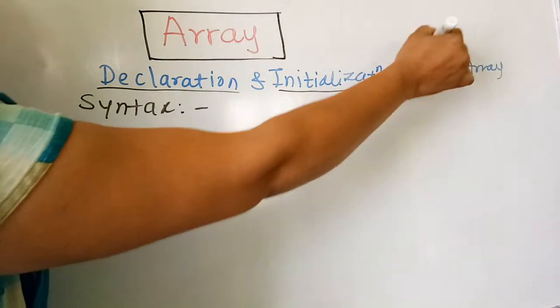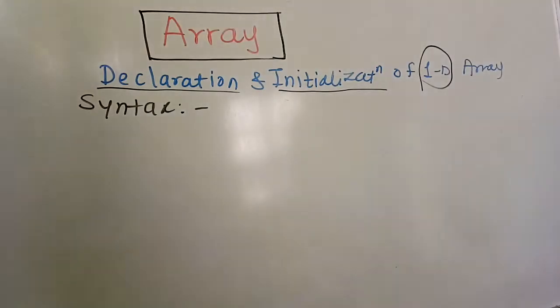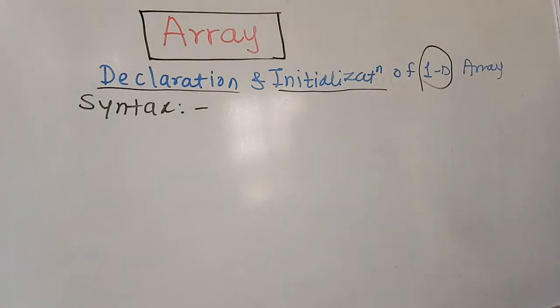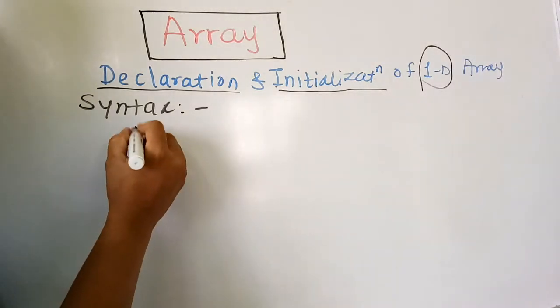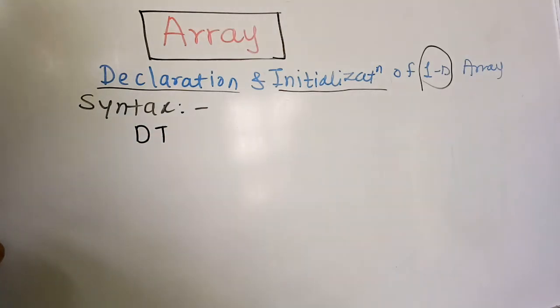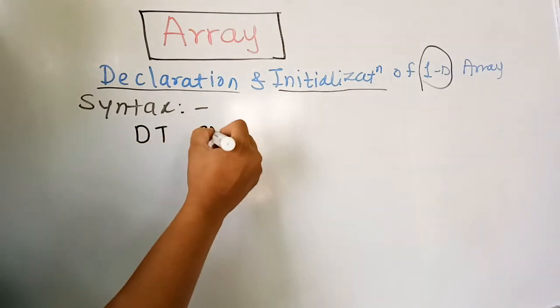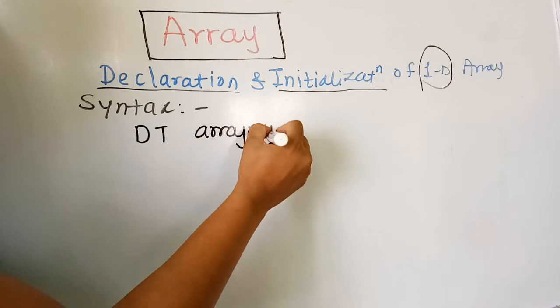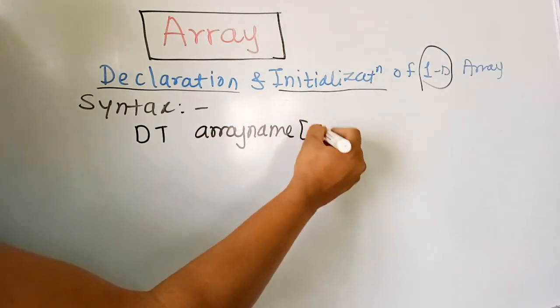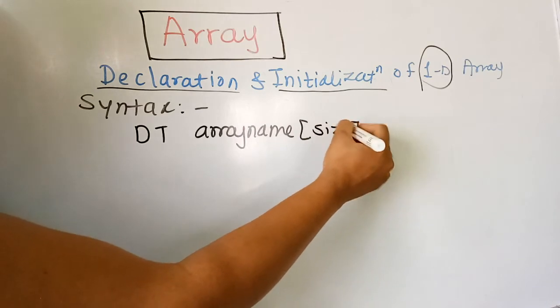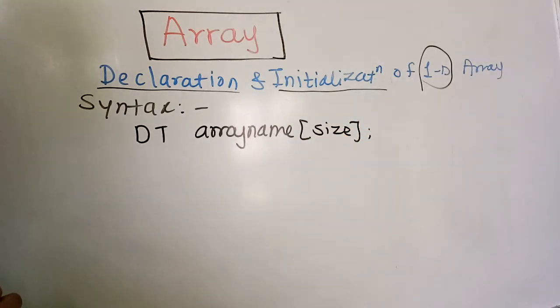We are talking about the one-dimensional array, but some basic things are also applicable to multi-dimensional arrays. What is the syntax for declaring an array? You have to specify first the data type, then you have to specify the array name, and then you have to give the size of the array.